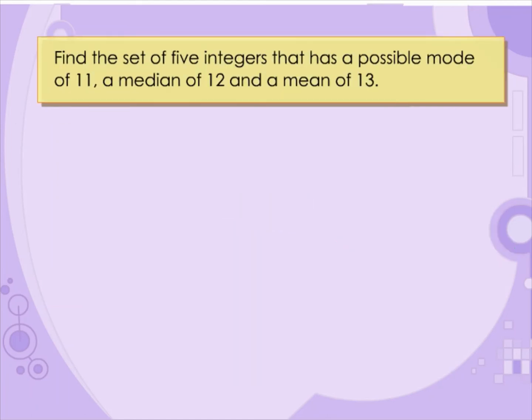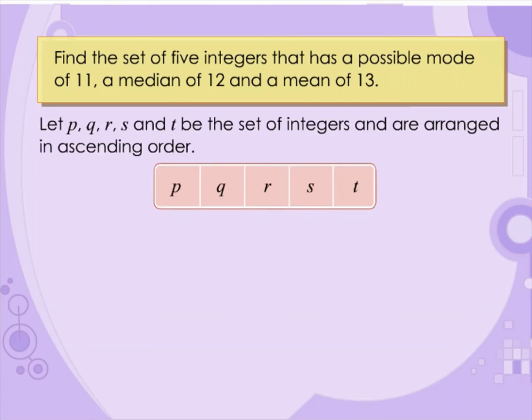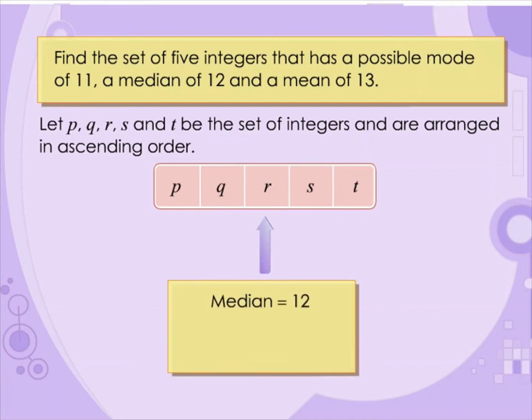Find the set of 5 integers that has a possible mode of 11, a median of 12, and a mean of 13. Since there are 5 values, let P, Q, R, S, and T be the set of 5 integers arranged in ascending order as follows. We know that the median is equal to 12, and the median is the value in the middle. Therefore, R is equal to 12.